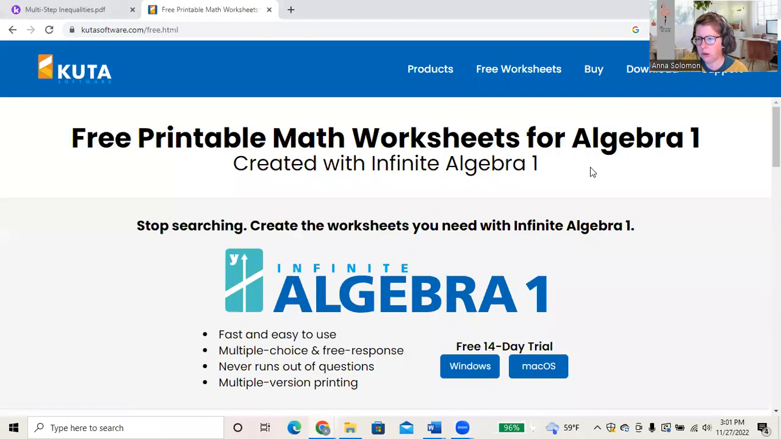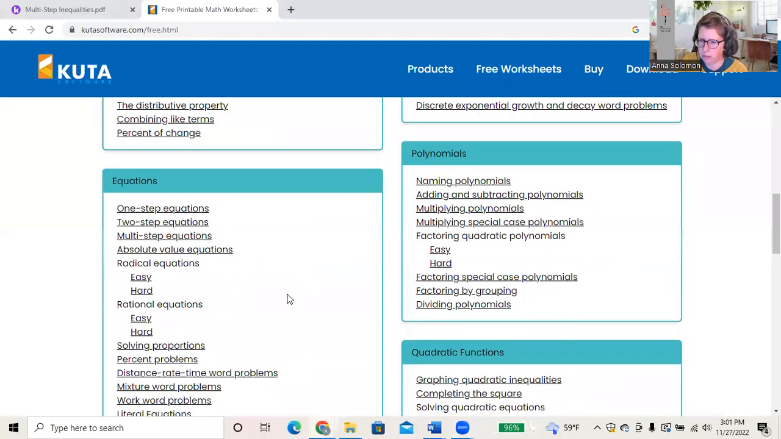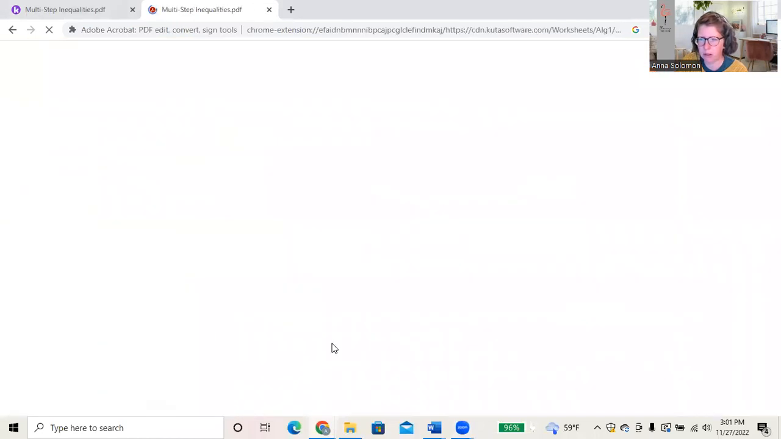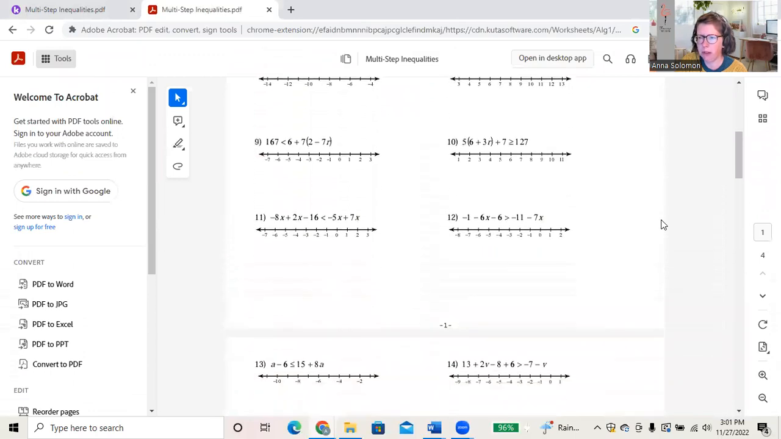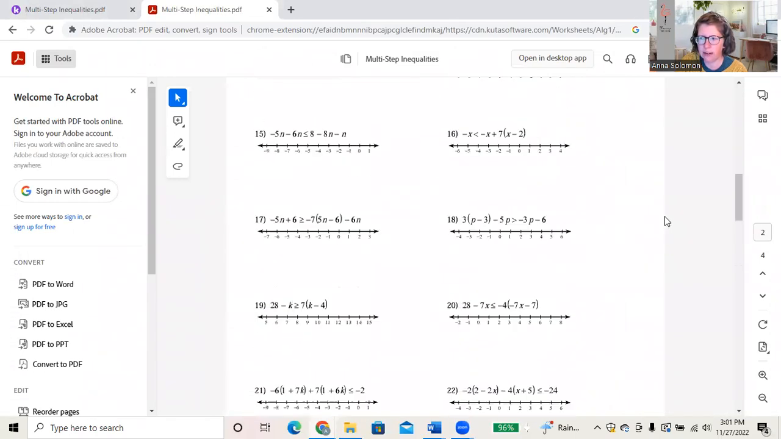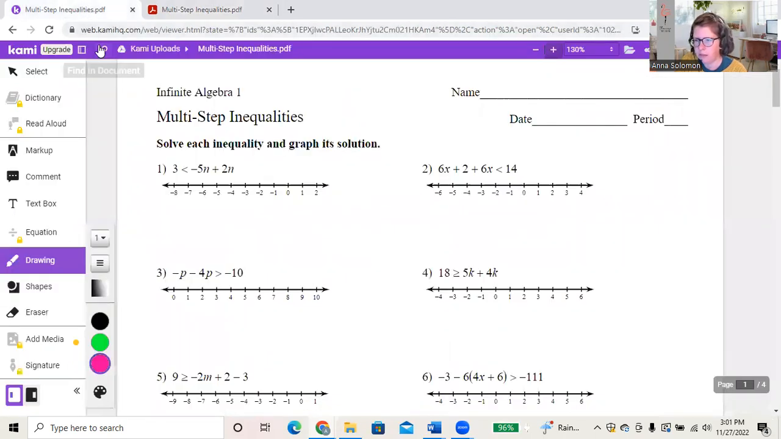In this case, we're going to go to Algebra 1, and I love this site. But today we're going for inequalities and multi-step inequalities. So we click on that and a PDF will come up. This is printable, and it'll have a bunch of questions, and then the answers are the second set of pages, so you can check your work immediately. But here we go. So I'm going to go ahead and dive into that worksheet.